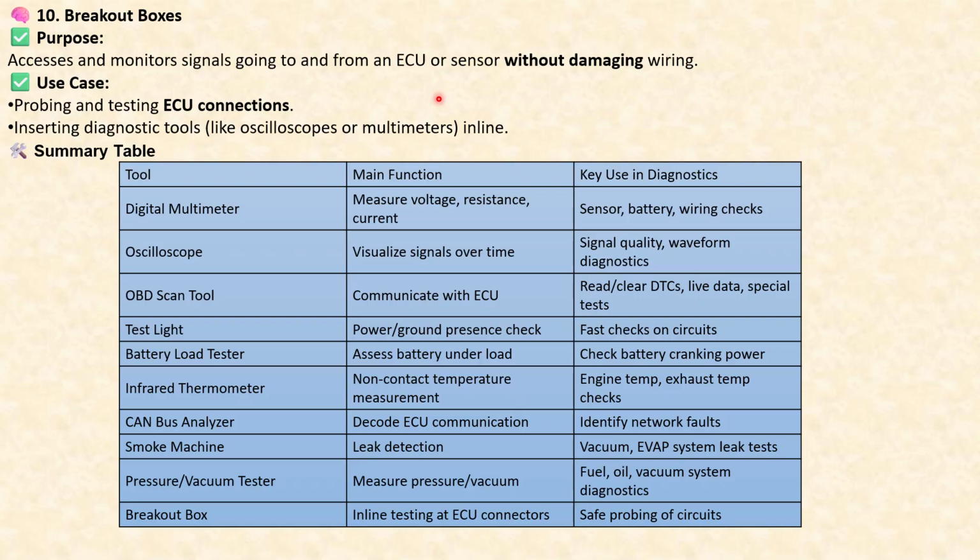Okay, so I have summarized everything I spoke about in this tabular column. I request all of you to pause the video and see this table for their main functions and for their important use cases. As far as diagnostics is concerned, I clearly mentioned the digital multimeter, oscilloscope, and OBD scan tool. All the tools are clearly mentioned here. You can have this table as a reference table.